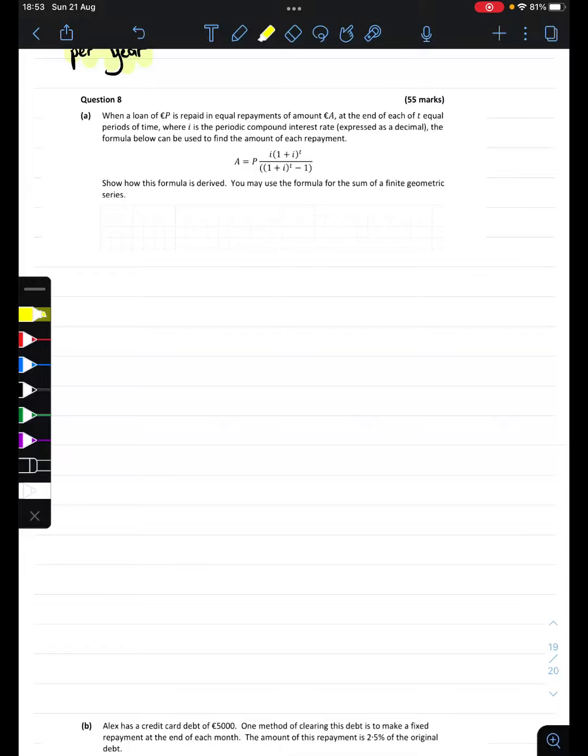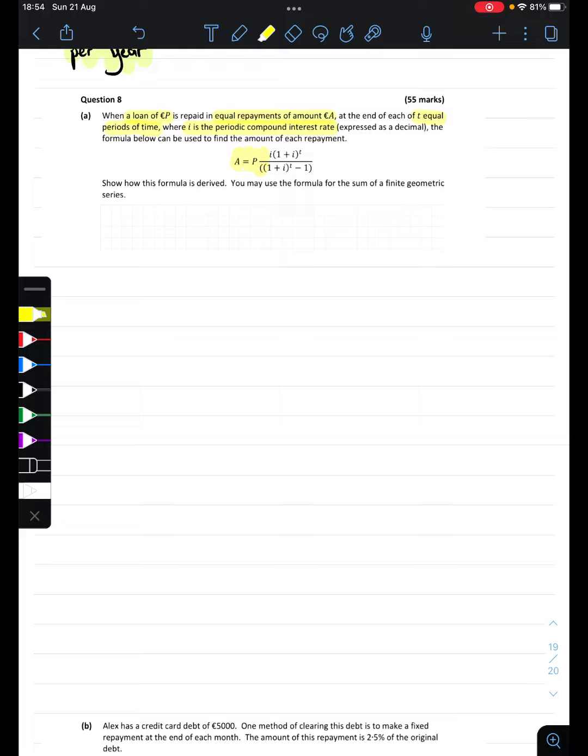Hi guys, so today we're going to take a look at question 8 of the 2017 exam, paper 1. When a loan of €P is repaid in equal repayments of amount A at the end of each of T equal periods of time, i.e., months or years or weeks, where I is the periodic compound interest rate expressed as a decimal, the formula below can be used to find the amount of each repayment.